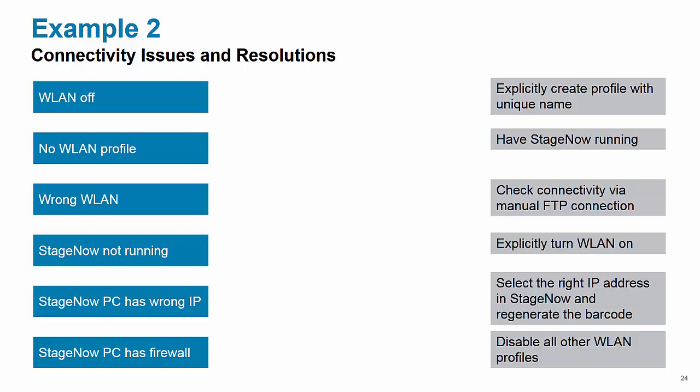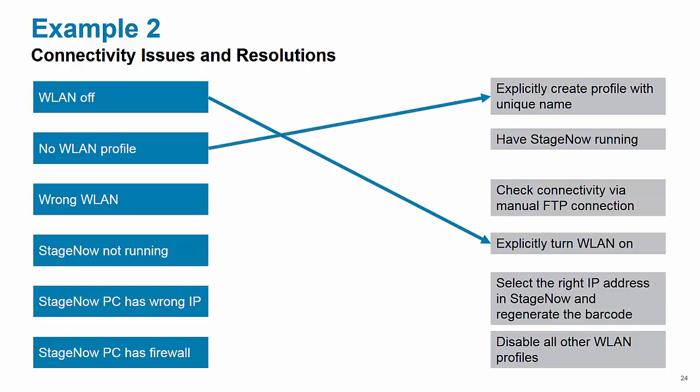1. What do you do to avoid the Wi-Fi off or airplane mode problem? Turn Wi-Fi on explicitly. This will work even if you are in the airplane mode. 2. How to ensure there's always the right profile. Create it explicitly. What if such a profile name already exists? This is your homework. Try it in StageNow and see if you need to delete the profile before creating a new one.